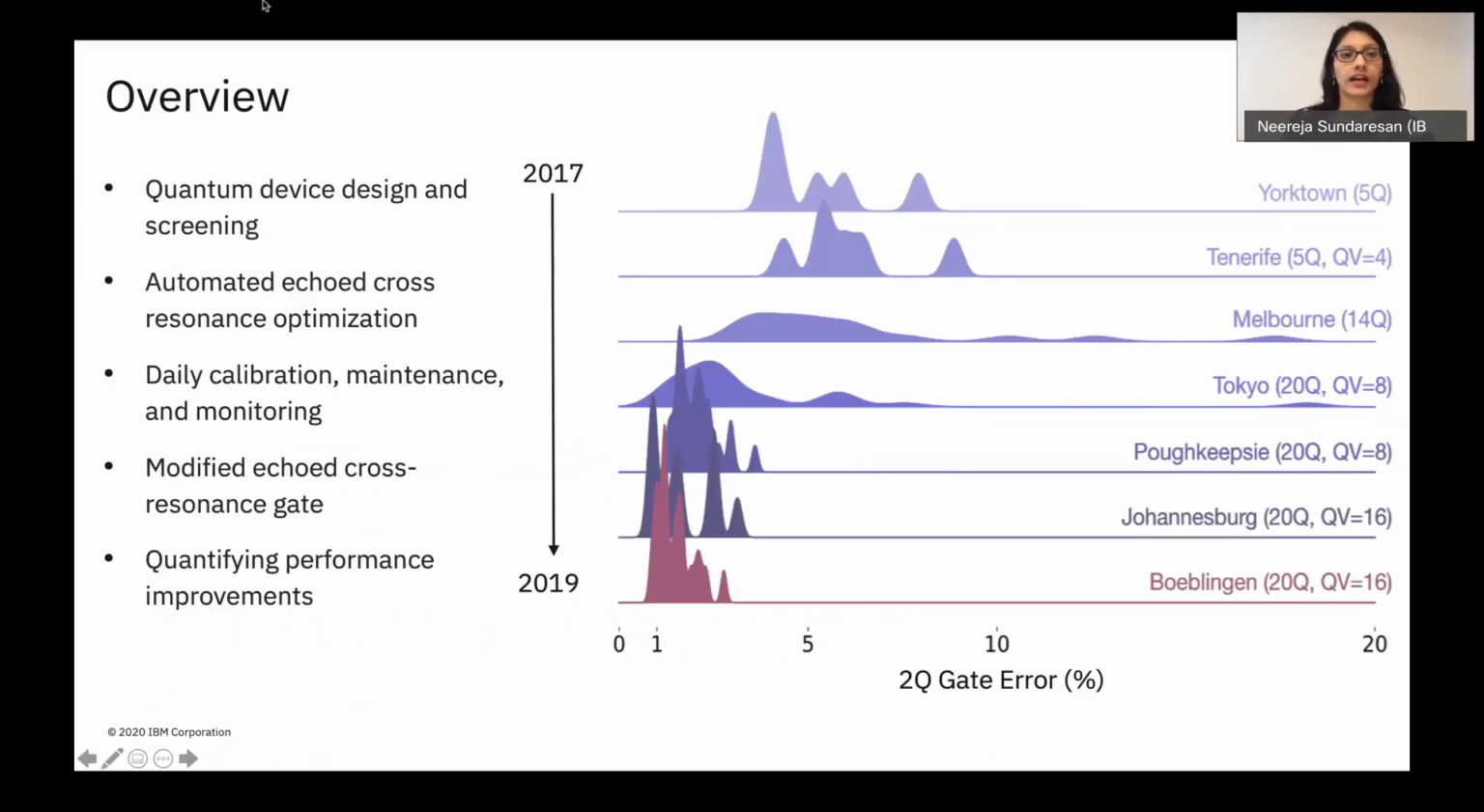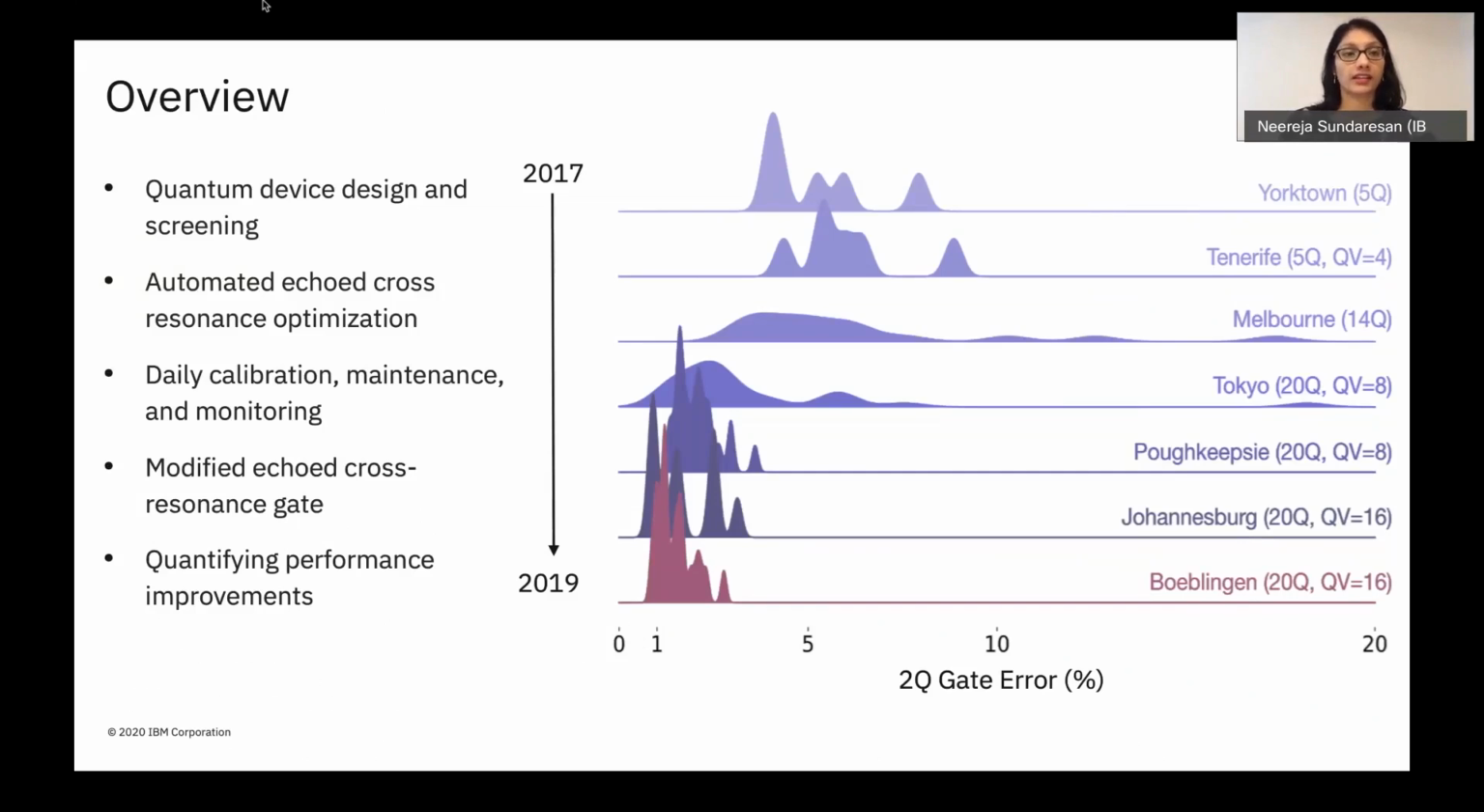Over the last few years, we've been working to optimize the stability and performance of cloud-based quantum systems at IBM. In this talk, I will touch upon changes we've adopted in the design and screening process, what we've learned about automated calibration and optimization of gate parameters, how we try to maintain the consistency and the performance of the machines day to day. I'll introduce a modified cross-resonance gate that we're widely using in these systems.